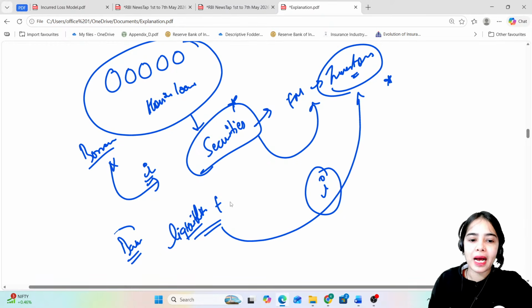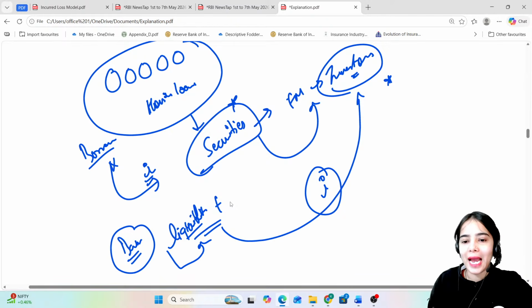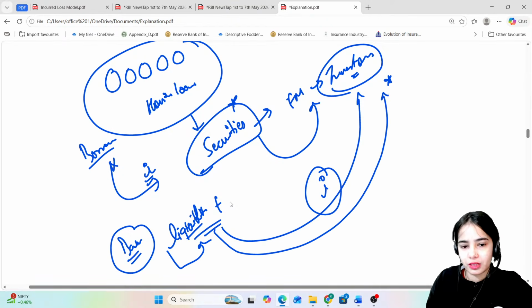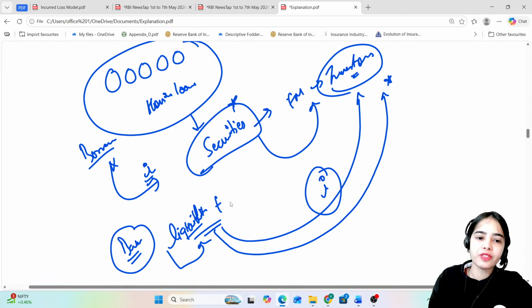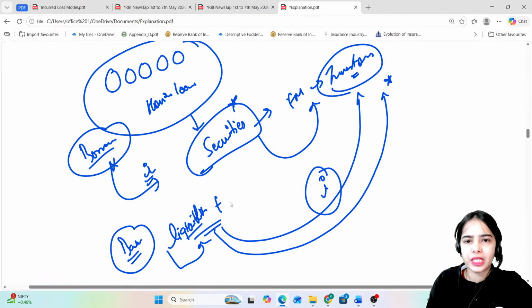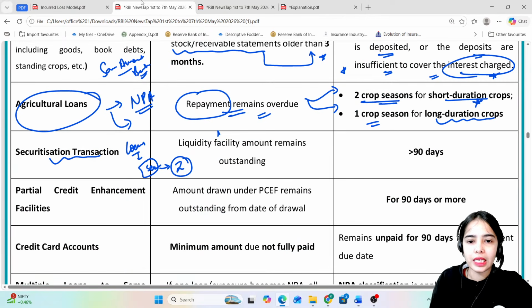Okay, so banks can provide the liquidity facility, and from its own account the bank can pay interest to the investors, thinking that the borrowers will pay after some time. Okay, borrowers are in stress, they will pay after some time. So this is the liquidity facility amount.